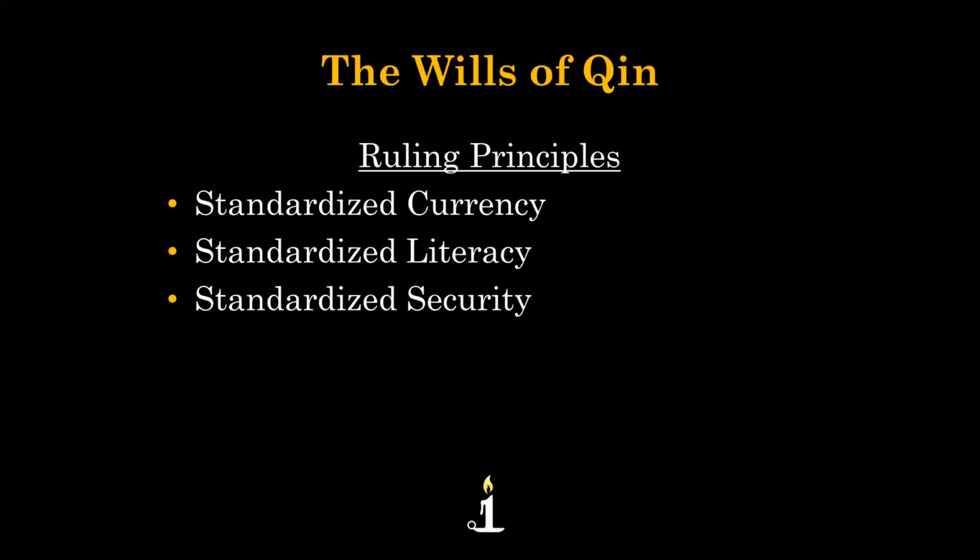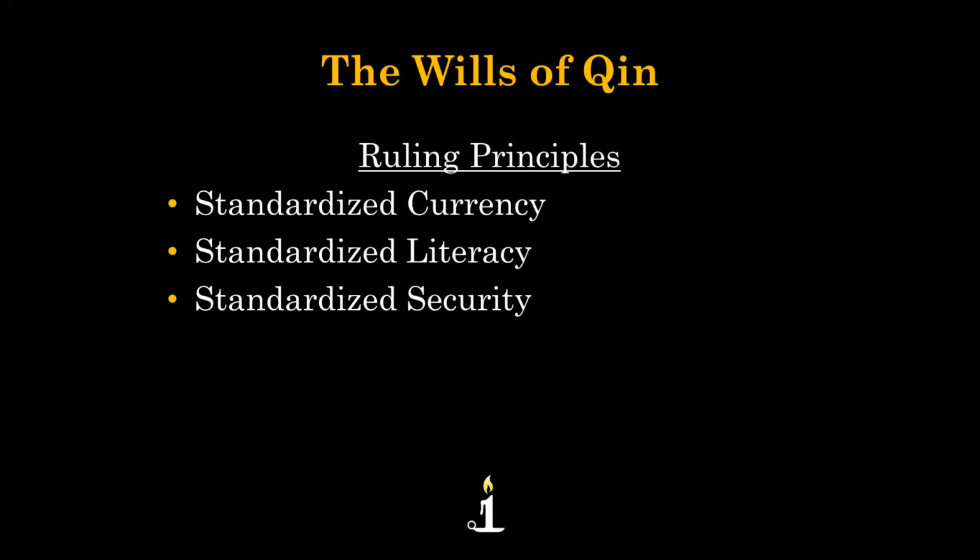Unfortunately, the Qin Dynasty did not stop simply with these standards. And here's where we come to an important rule for the Wills. If you standardize things, you want to standardize things, not people. The Qin Dynasty did not just standardize things like currency, literacy, and security. They tried to standardize people as well.